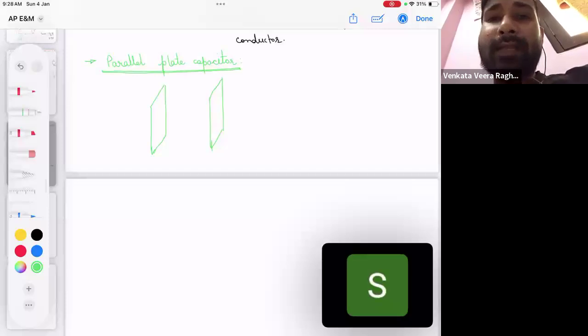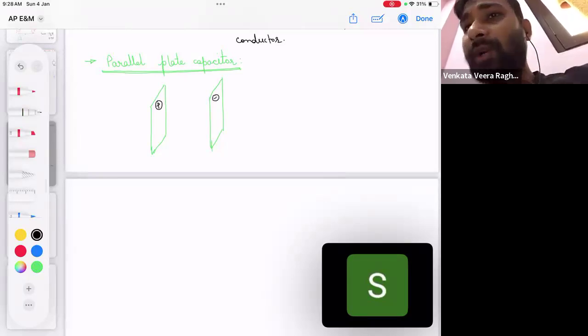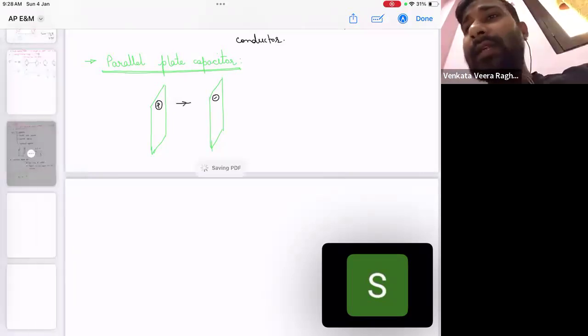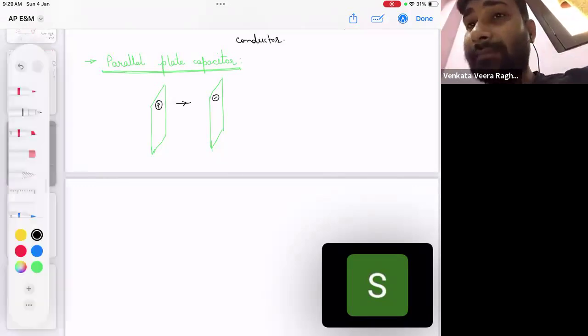Okay, let's say we have given the charge plus q to this plate, and here we have given charge minus q. So what will happen? This positive plate will create the field in this direction, right? The negative plate will also create field in which direction? In the same direction or not? So if you calculate the net field here, how much will the net field come? If I calculate the net field, will it come?